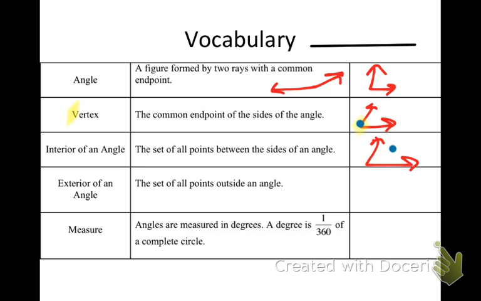Exterior of an angle. What does exterior mean, Trent? The outside. Yeah, so same thing here. If I have an angle, exterior means a point on the outside of the angle. So any point on the outside.